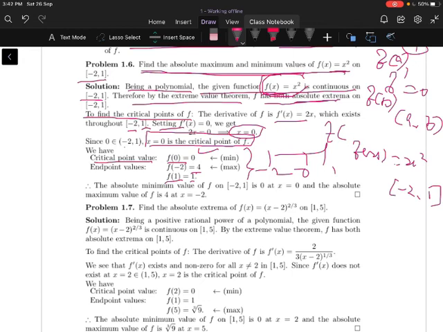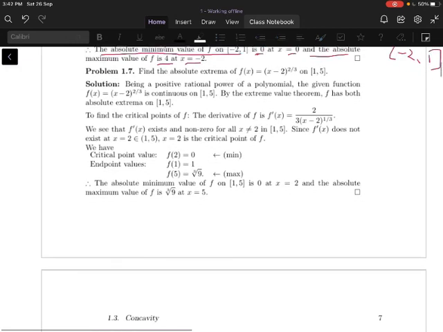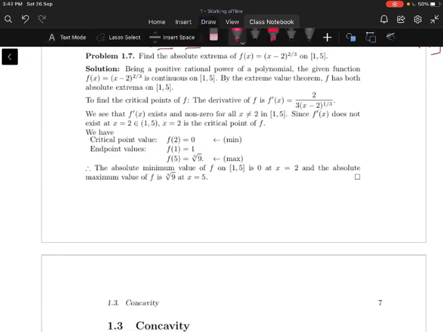From these function values, which is the minimum? 0 is the minimum and 4 is the maximum. Therefore, this function f(x) = x square has absolute maximum value 4 and minimum value 0. Yes, therefore the absolute minimum value of f on the interval [-2, 1] is 0 at x = 0 and the absolute maximum value of f is 4 at x = -2. Let us take another example, one more.